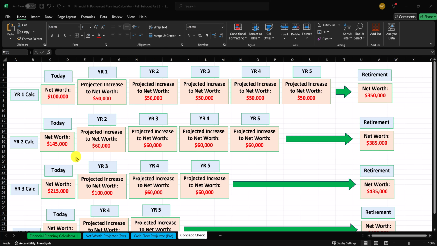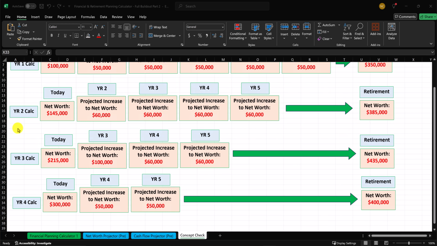We also adjust our projection based on any facts and circumstances that may have occurred in our life. For example, let's say we got a raise at work, or our investments have a better return associated with them, or whatever the reason may be, we are now projecting an annual increase to our net worth of $60,000 a year for the next 4 years instead of $50,000 in the previous projection. And so based on our refreshed starting point plus our revised projections for the remaining time, we end up with a new projected retirement net worth of $385,000. And then the process just continues in the same fashion until we reach retirement.